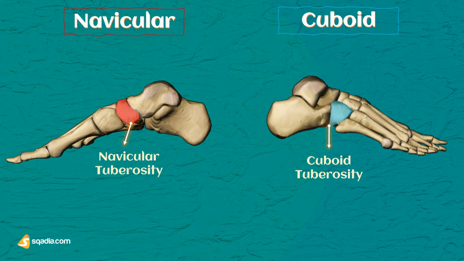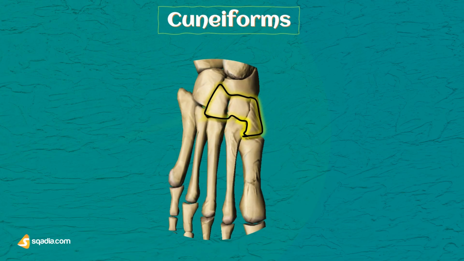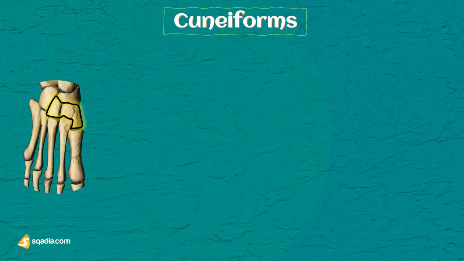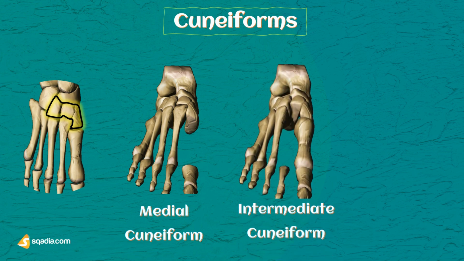The 3 cuneiform bones have a wedge-like shape. The base of the first metatarsal bone bears a big kidney-shaped facet on the distal side of the medial cuneiform, and its hilum is pointed laterally. At the proximal and distal surfaces of the intermediate cuneiform, there are triangular articular facets. Along its posterior boundary, a vertical facet identifies the lateral surface.